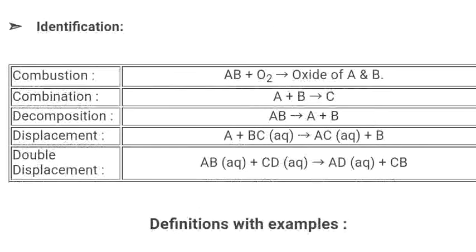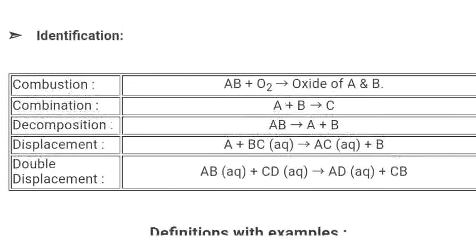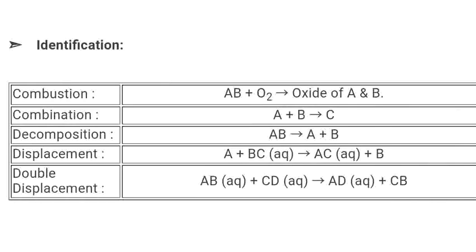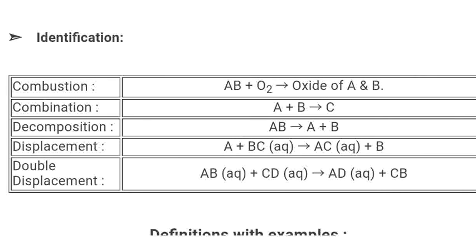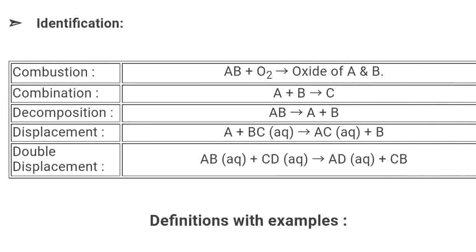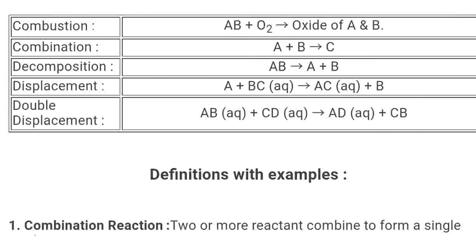Okay, now how will we identify which type of chemical equation it is? The first one is combustion, or burning. What is combustion? If any substance reacts with oxygen, it forms its oxide and another substance is released. So this is the identification of combustion. Next is combination. When two substances combine to form a single substance, it is known as combination. Decomposition: when one substance decomposes into two substances, it is known as decomposition.